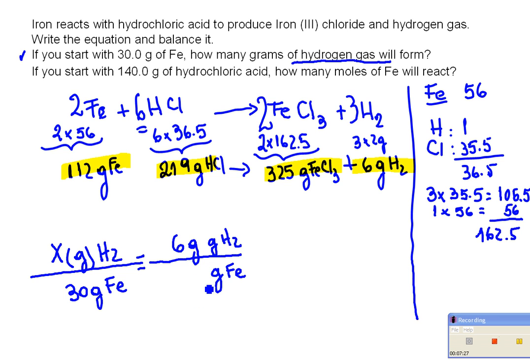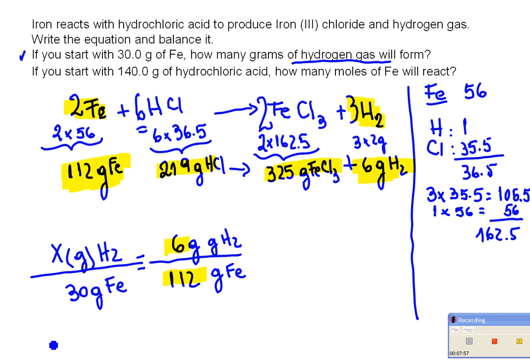And how much am I going to put here? 112. Why 112? Because 112 are the grams of iron that I have here, and 6 are the grams of hydrogen that I have here, because this is the hydrogen and these are the iron, and that is what I need to do. And then it's just cross multiplying.